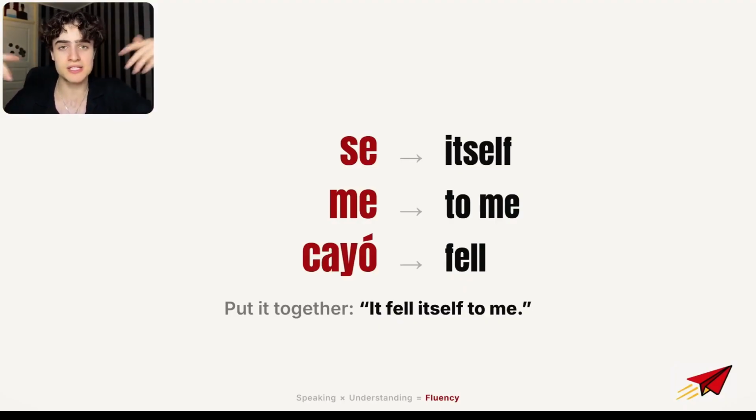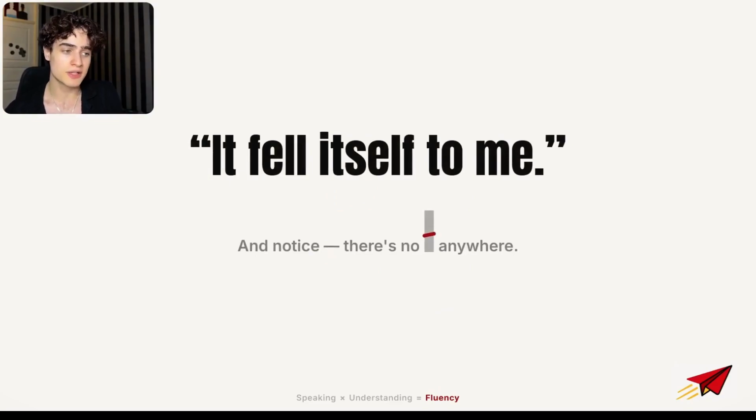which to my English mind sounded so absurd and illogical. What I noticed here was that when you say it fell itself to me, there's no I, meaning in English we say that I dropped it. But in this one, there's no I. It's the same concept as we saw before, where the object, the thing that fell, the it, is the thing that is doing the verb, and the person who in English does the verb, meaning I, is actually the one receiving the verb in this case, which is why we have this to me here.